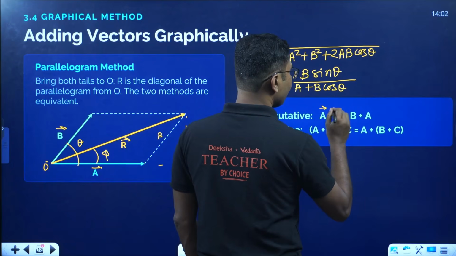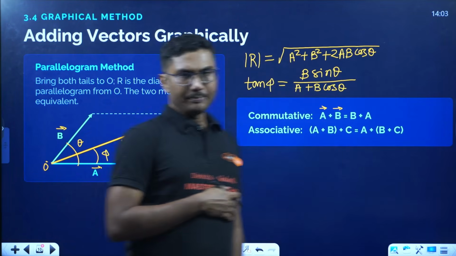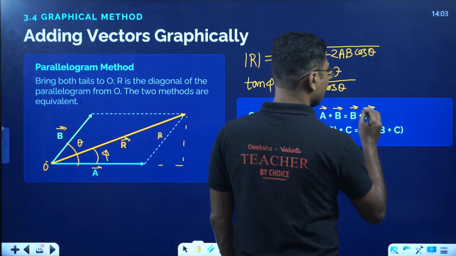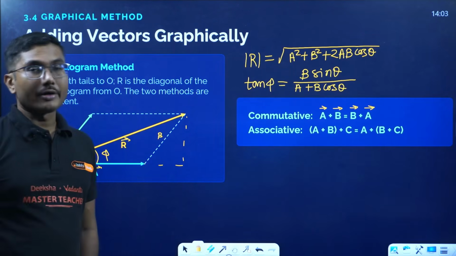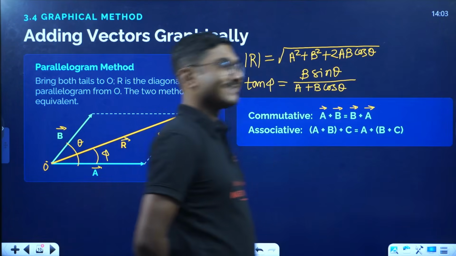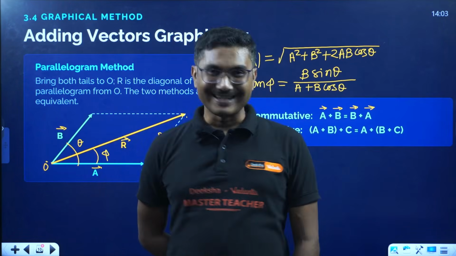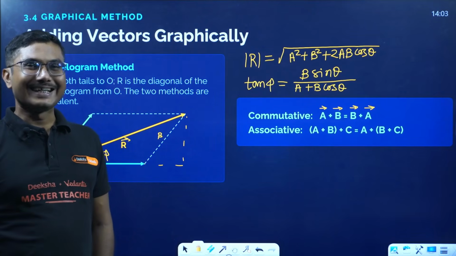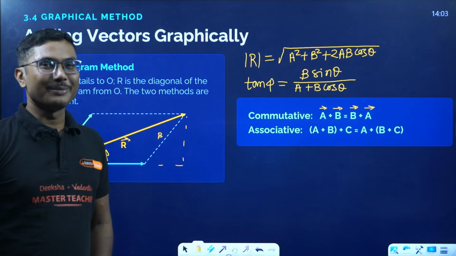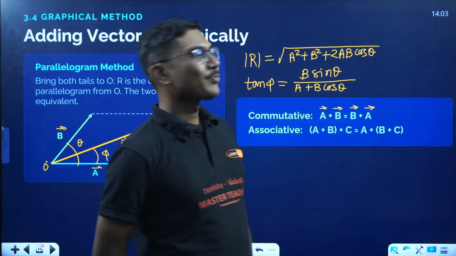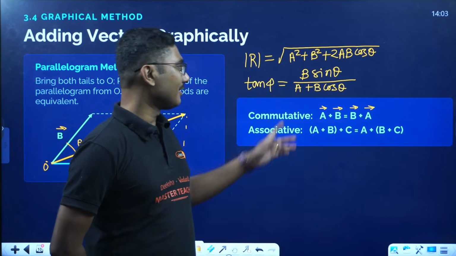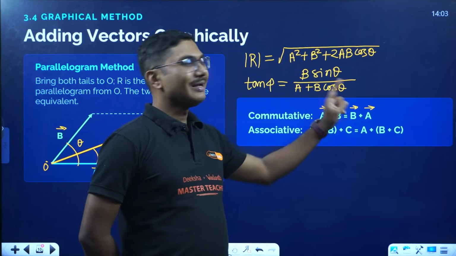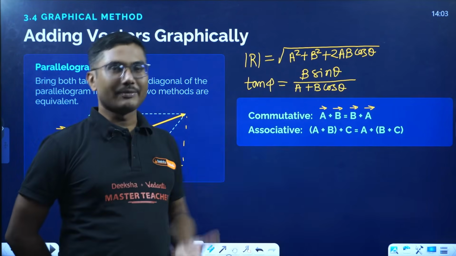What is the meaning of commutative? Suppose you are doing a plus b, and you are doing b plus a. If that law is valid, that is called commutative. Now you might say, sir, this is very obvious, no? But in many cases you will learn throughout your journey that 2 plus 3 and 3 plus 2 may not be equal in some cases. Commutative means if you are adding A and B as well as B plus A, that gives you the same answer.